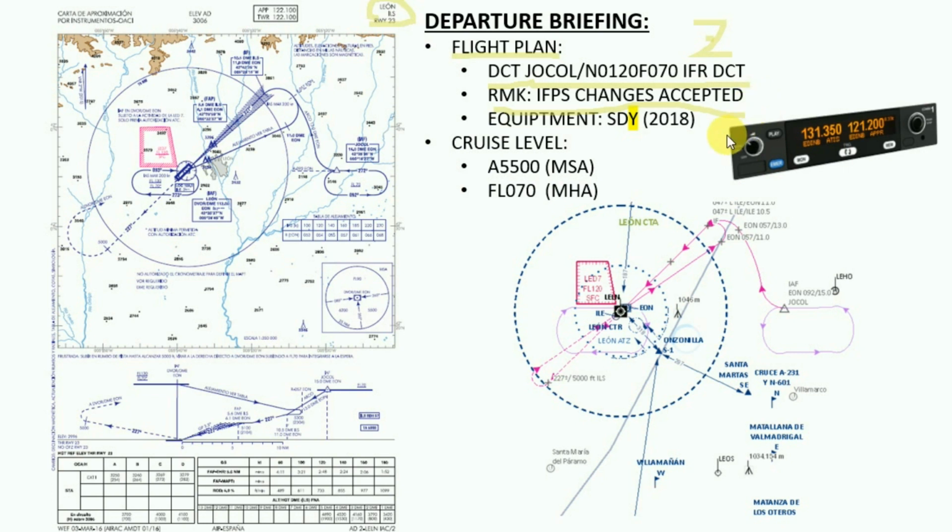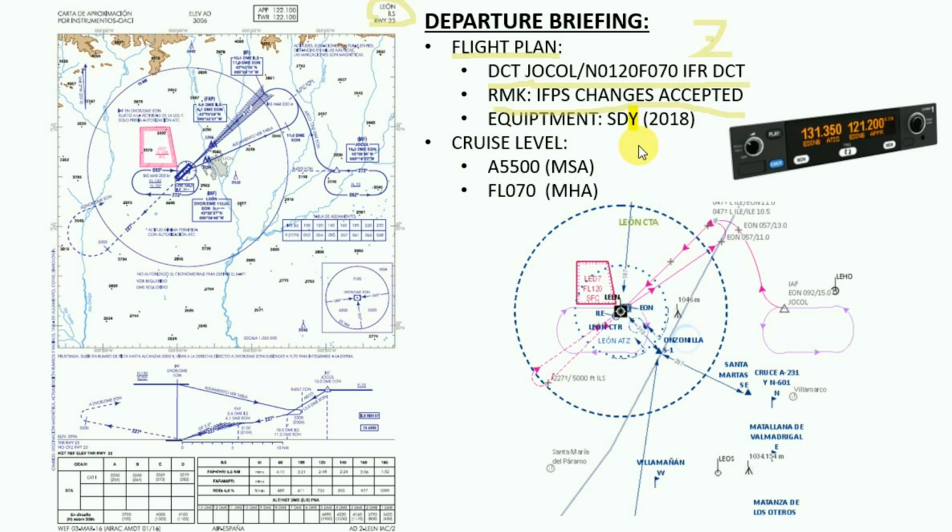One more thing that we need to take into account: since 2018, all IFR flight plans must be sent with the letter Yankee in our equipment indicator. That means that the plane is equipped with at least one radio with 8.33 channel spacing. That will be mandatory for our flight plans from 2018.